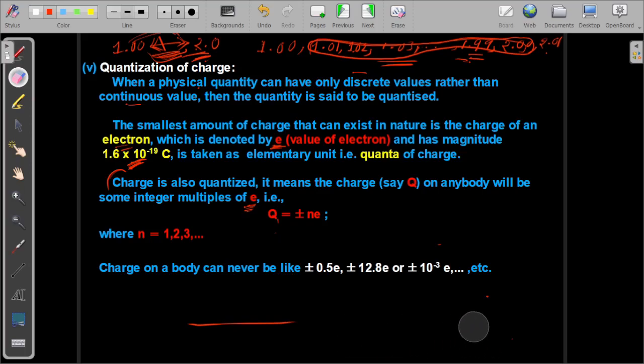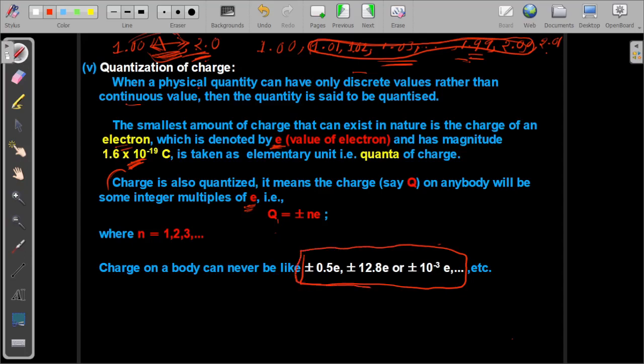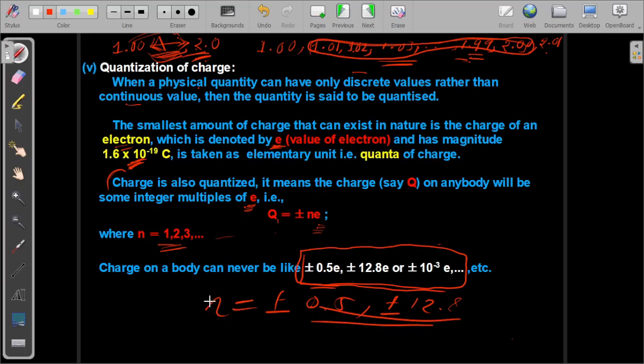Here the charges can't have a fractional value or a rational value. It can have only integer values, I mean integer multiples of the electron charge. The value of n should be an integer, not like 0.5, plus or minus 12.8, not like this. n can't have values like this.